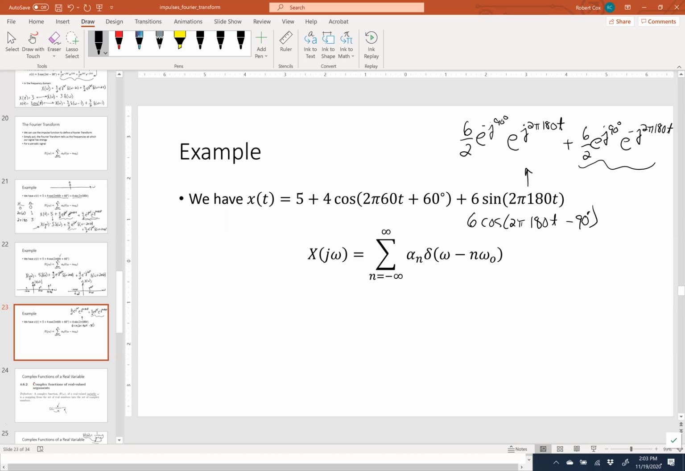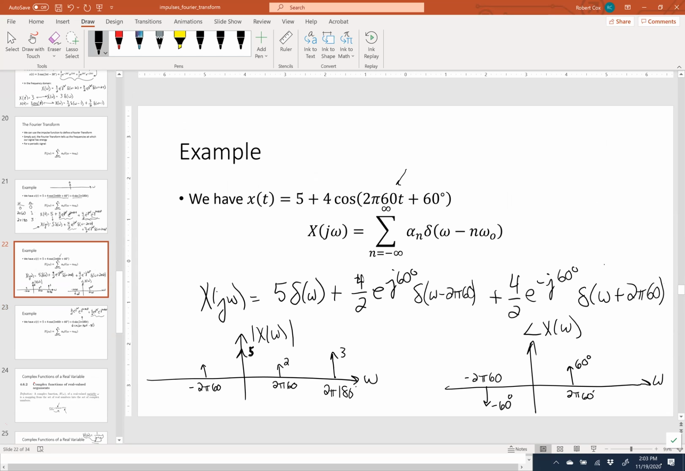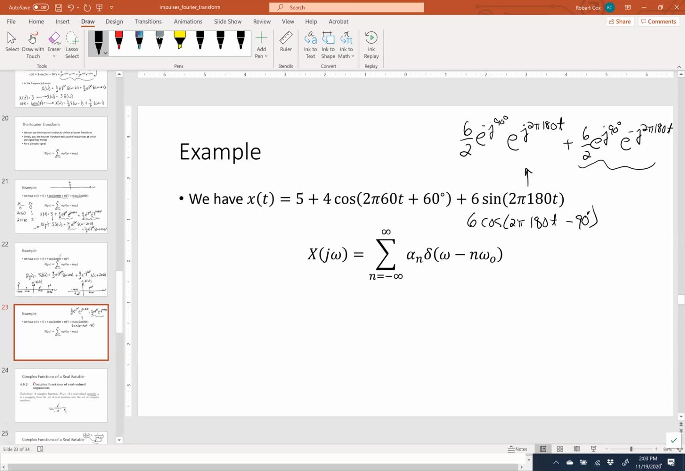Also 3, right? Nothing too fancy about it. Okay, this guy is 3. What about the angles here?